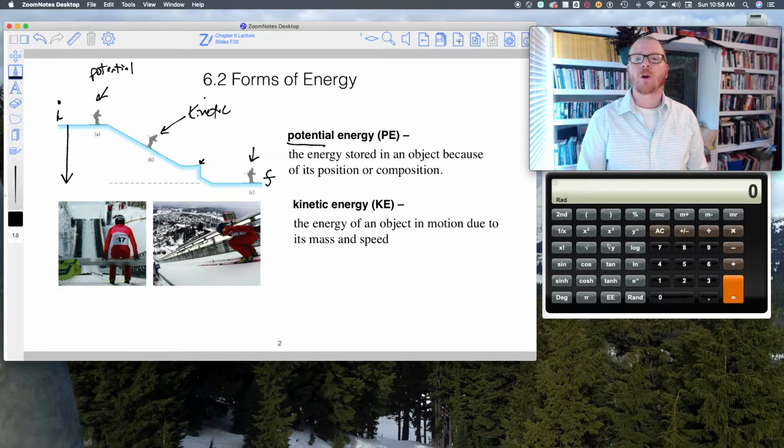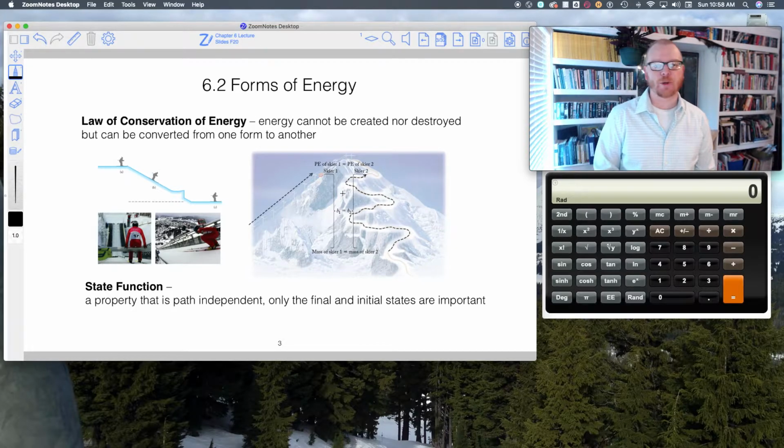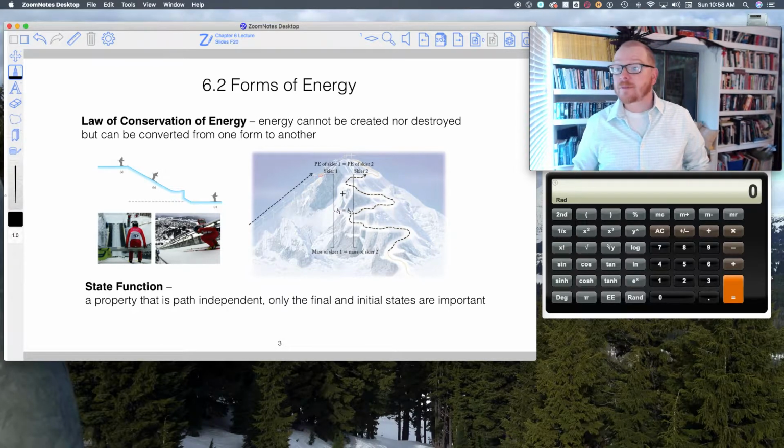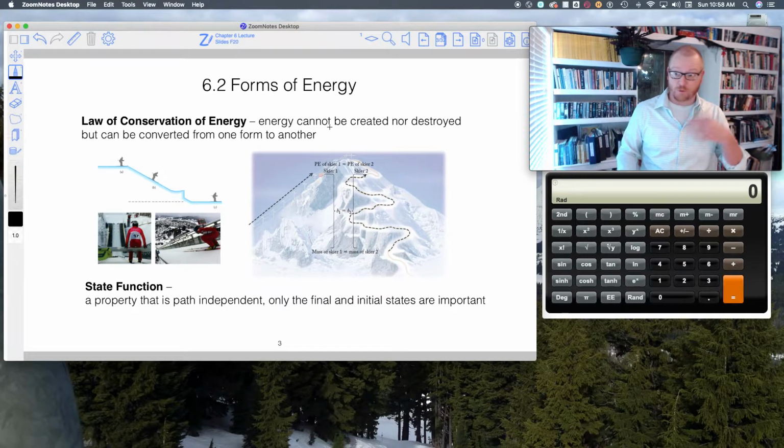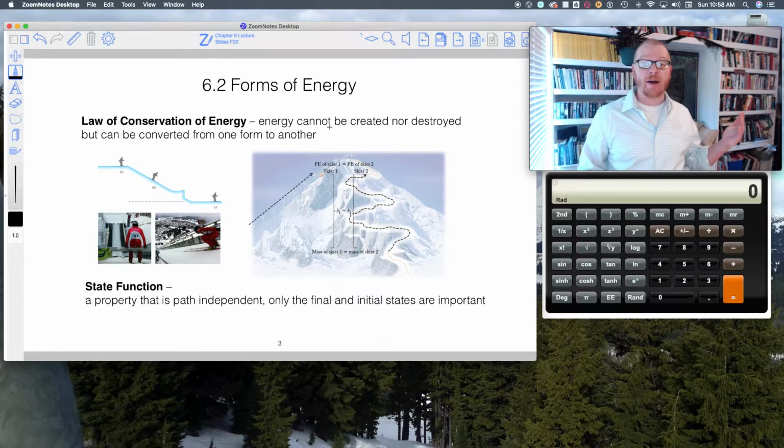So moving forward, here is a little bit more on potential energy and the law of conservation of energy. Energy cannot be created nor destroyed, but it can be converted from one form to another. That's just what I was talking about, how the skier is converting its potential energy into kinetic energy.